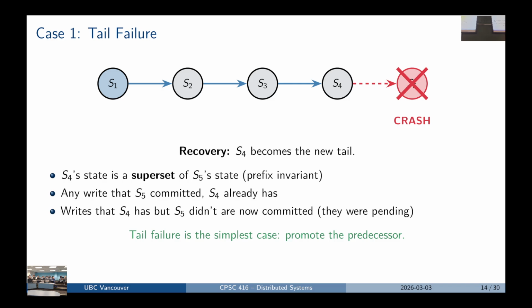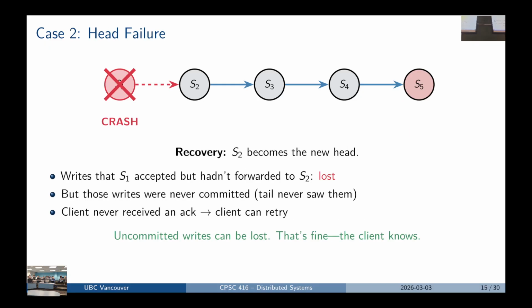Because if the configuration service can't talk to a node, it's going to basically say it's dead. I can't use it, so I can't use it as part of my configuration. So the tail failure is really the simplest case for us to deal with. We just promote its predecessor.